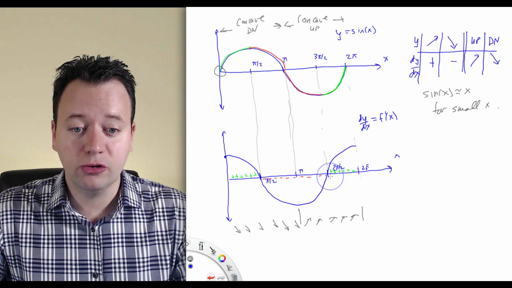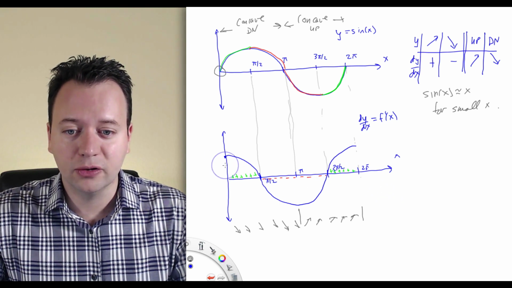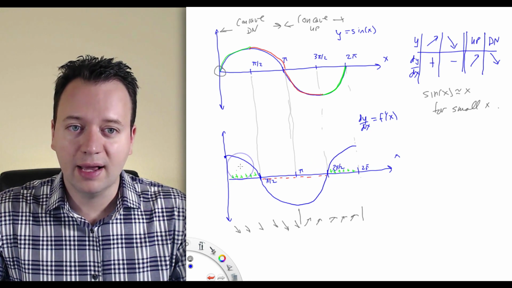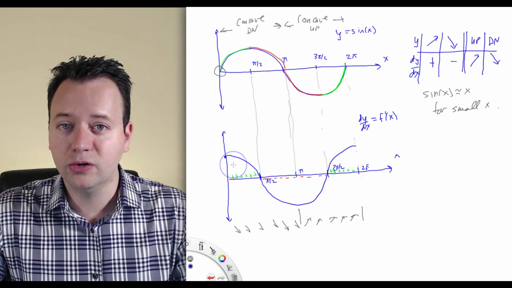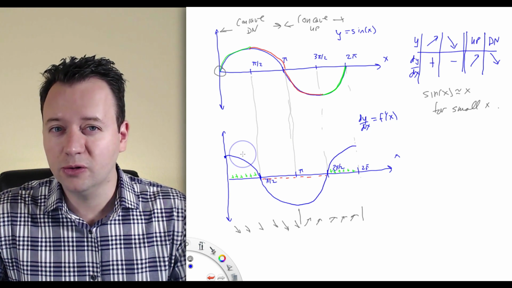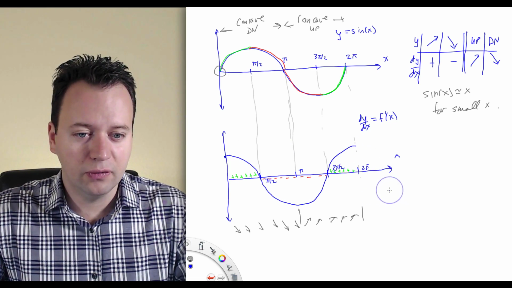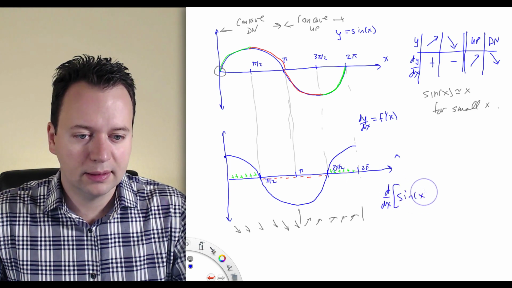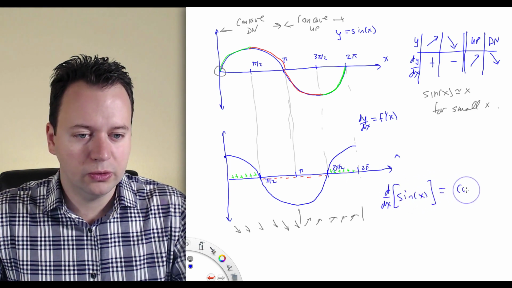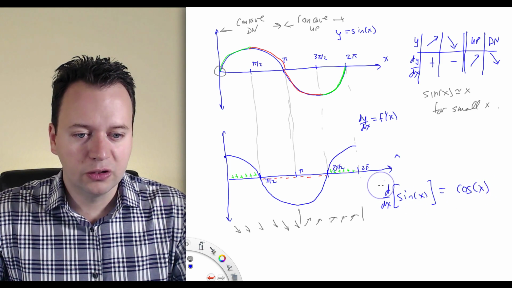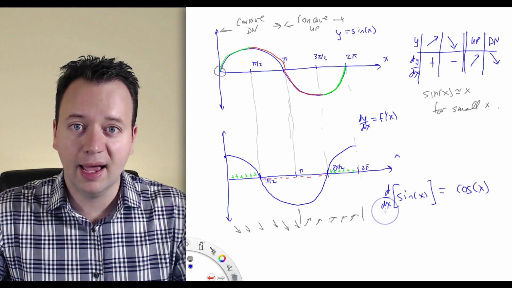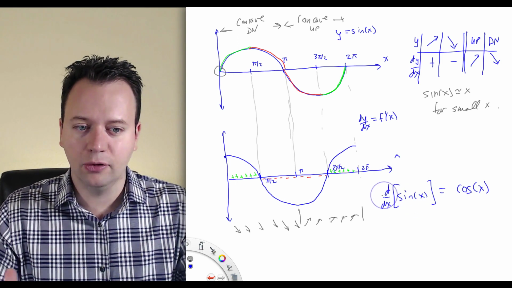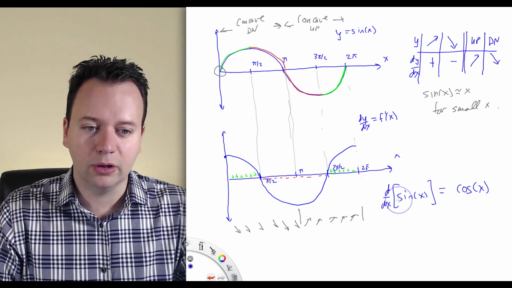Now this should look familiar, because this looks very similar to the graph of cosine of x. And if you're guessing that the derivative of sine of x is cosine of x, you'd be absolutely correct. So the derivative of sine of x is equal to cosine of x. So when you see this notation, d by dx, it just means the derivative of whatever's in the brackets. So the derivative of sine of x is equal to cosine of x.